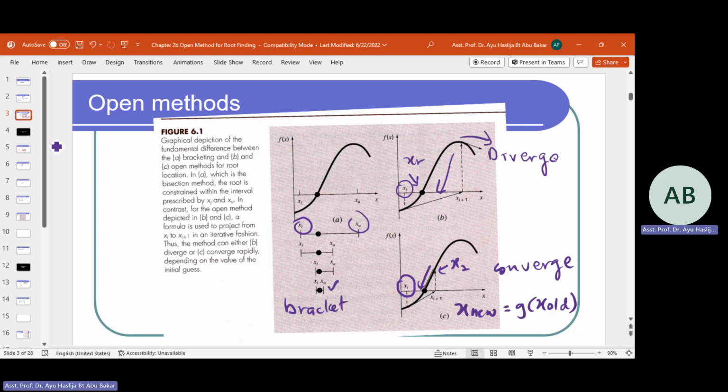Okay, so you need to do the iteration. Next point, perhaps you get over here, x3, still not closer to the xr. So proceed with more iteration until you get to your xr value. So that is why you need to rearrange the equation. The purpose is to find the new point using the old point. Okay.